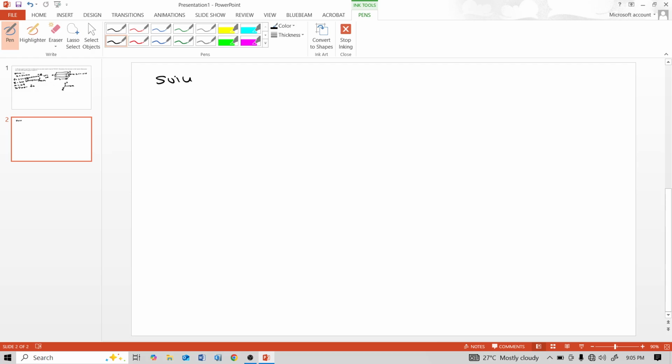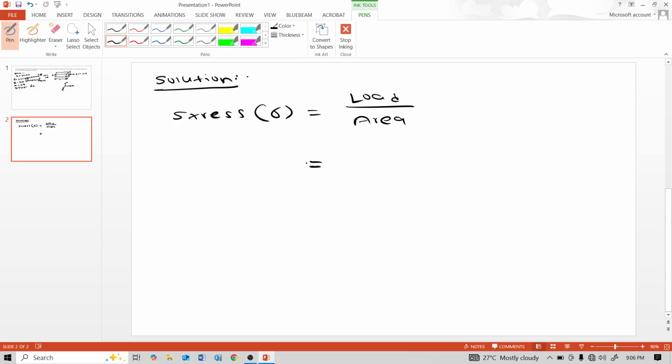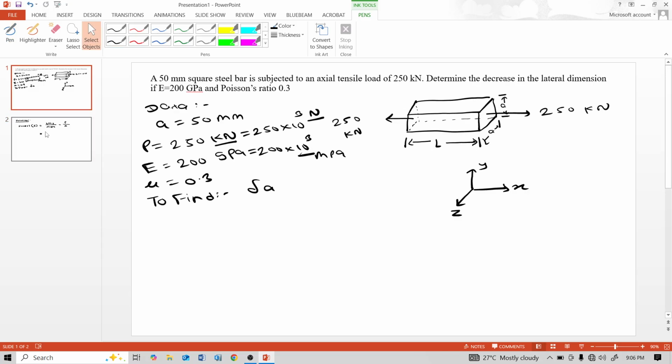For calculating this change in lateral dimension delta A, we need stress and lateral strain. For finding stress, the formula is stress is equal to load upon area. First, stress denoted by sigma is load upon area. This axial load they have given us in the numerical. This load is denoted by P and area is denoted by capital A. P is 250 kilonewton.